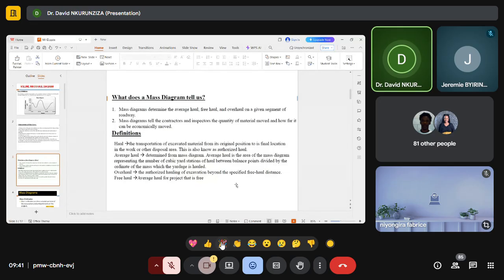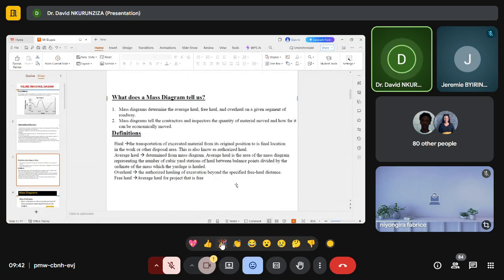Normally, as I have already said in the three stages previously, the mass diagram, first of all, is for planning purposes. Planning for what? Planning for the earthwork. Because when we talk of earthwork, we need either the cutting of the earth or the filling of the earth. So by having the mass diagram, you will be able to indicate where the cuts are taking place and where the fills are taking place.